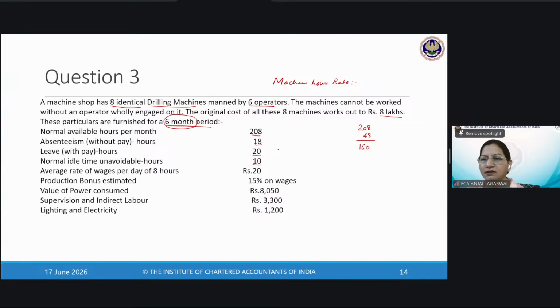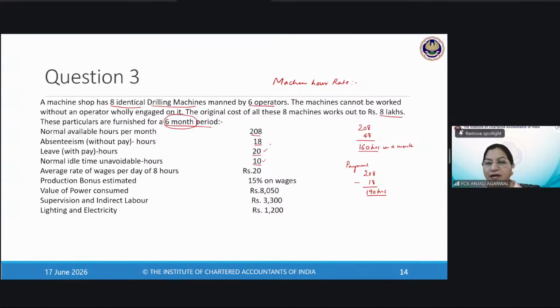Leave with pay, definitely payment will be paid. Normal idle time, unavoidable hours, obvious unavoidable hours. So this will also be paid and it's normal. For example, a worker is coming in the factory. So he is working for 8 hours. He is supposed to enter at 9 and leave at 5.